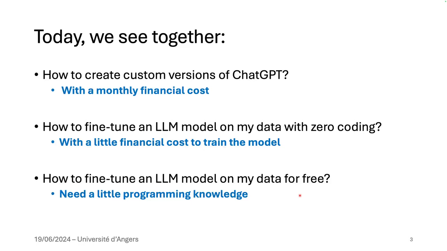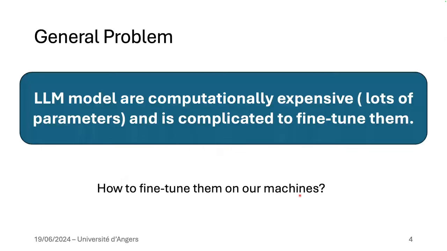But let's go further. Before getting our hands dirty and starting to make our first GPT or first LLM model, we have a problem. This is the general problem for all LLM models. LLM models are computationally expensive. What does it mean? It means that they have lots of parameters, so fine tuning these parameters or running them on machines needs really big machines. That is usually out of the budget of ordinary companies or research labs and so on. Usually big companies have the money to do this, and that's a problem, and it makes it complicated to fine tune them.